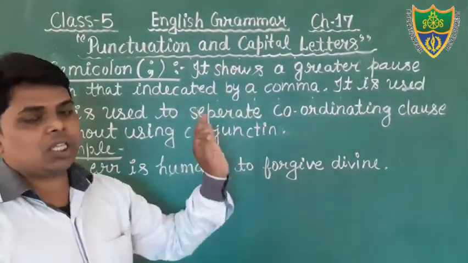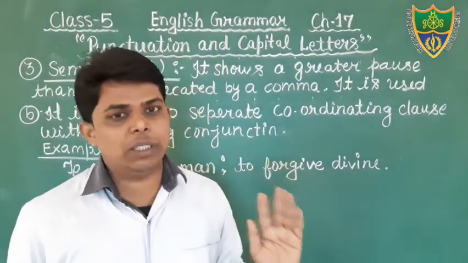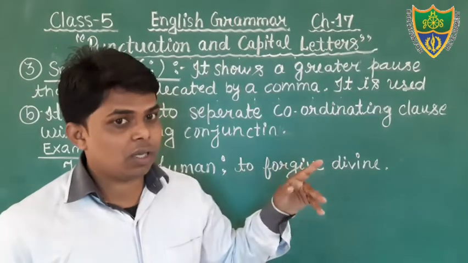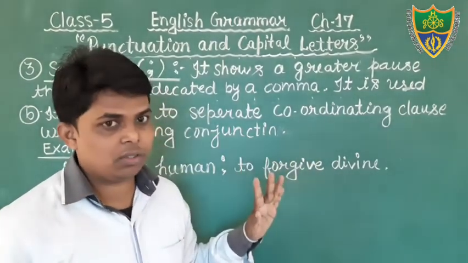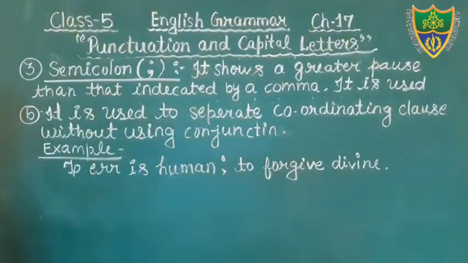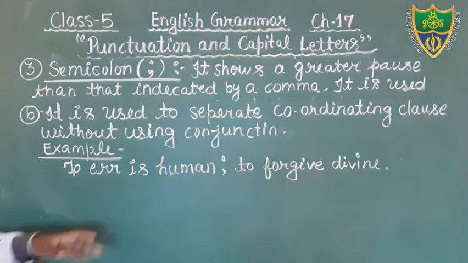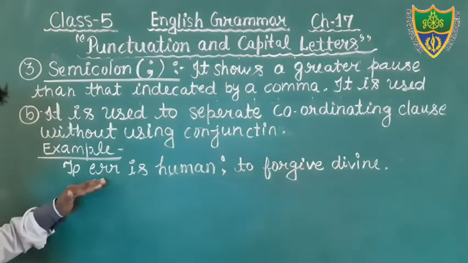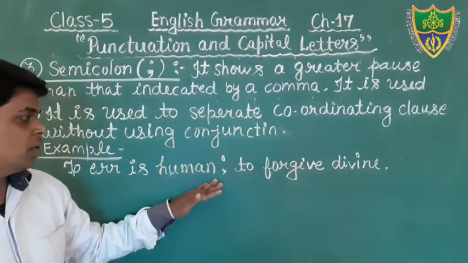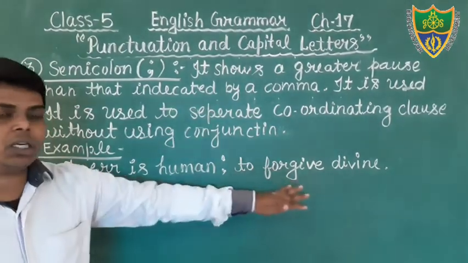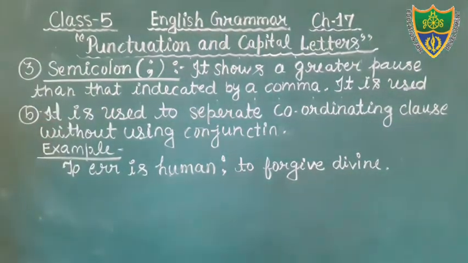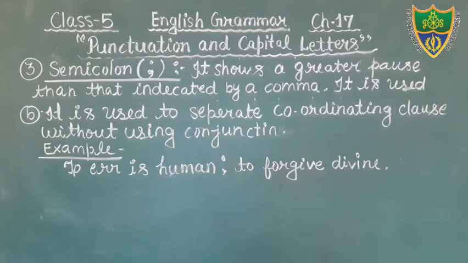Students, all these things you can learn through practice only. As much as you practice, as much knowledge you can gain. So write it: it is used to separate coordinating clauses without using conjunction. Example: to err is human; to forgive is divine. Okay? So come to the next.